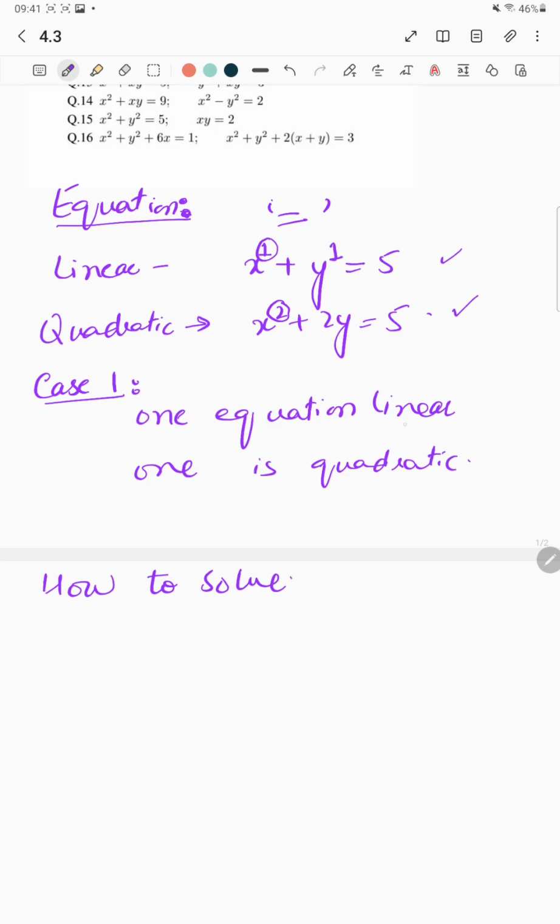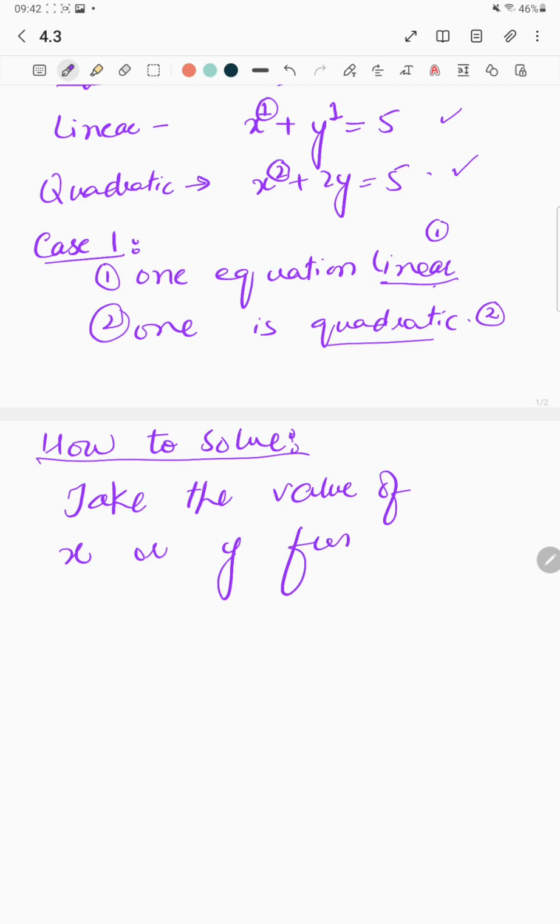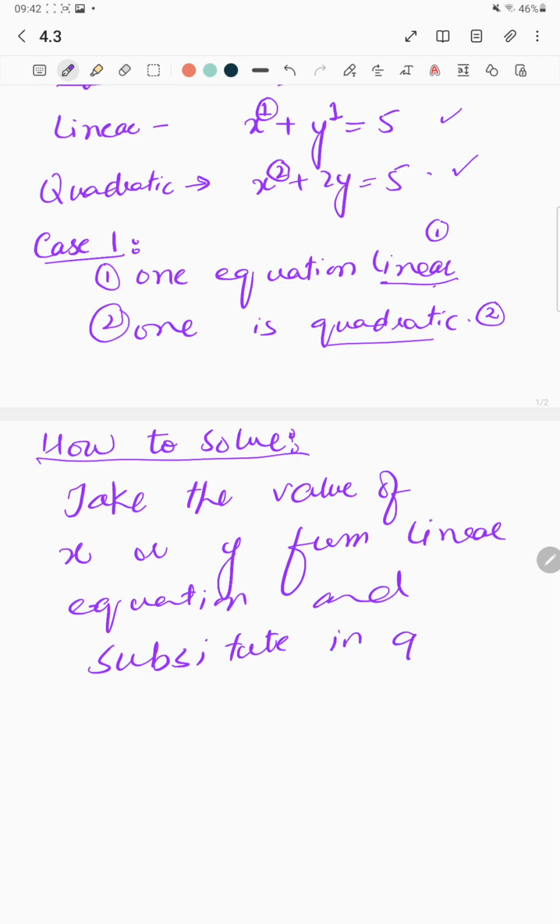We have two equations. One is linear, which means the maximum power is 1 or the degree is 1. One is quadratic, which means the maximum degree is 2. Now, how to solve simultaneous equations when one is linear and one is quadratic? What we are going to do is take the value of x or y from the linear equation and substitute it in the quadratic equation.